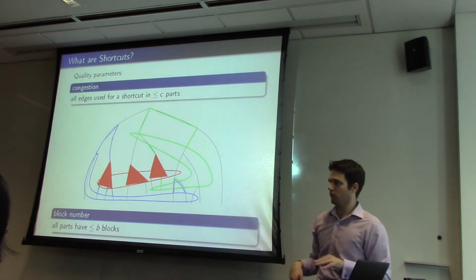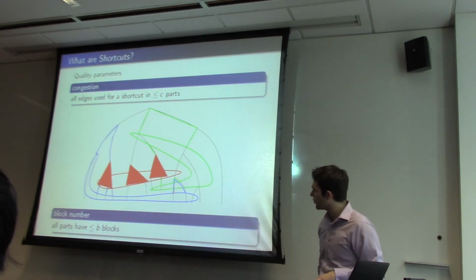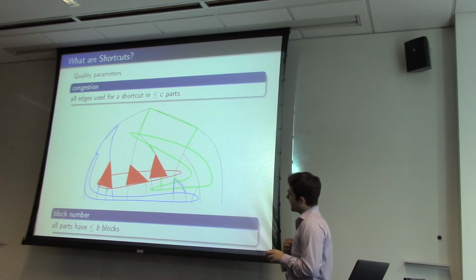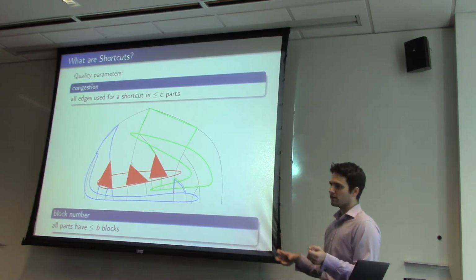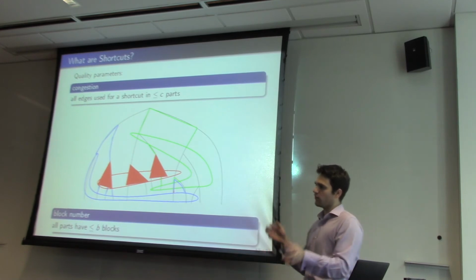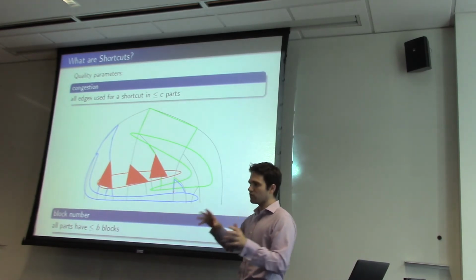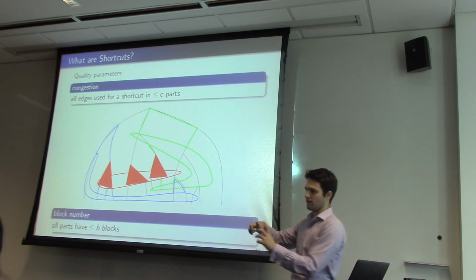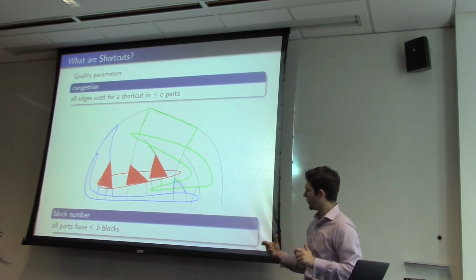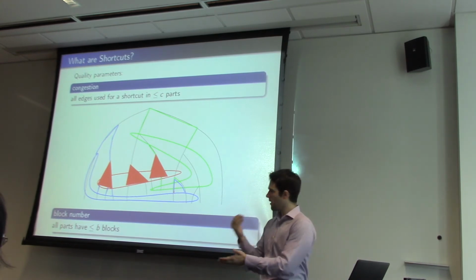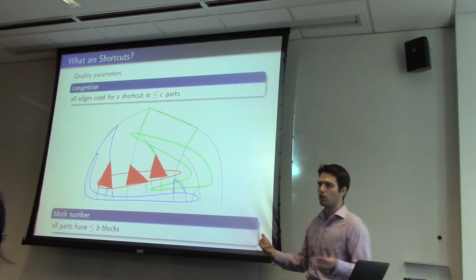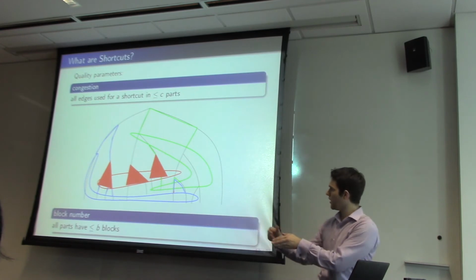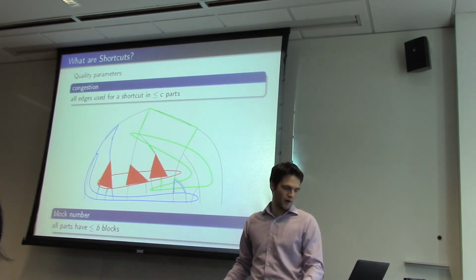Okay, so that was congestion, one quality parameter. The other quality parameter is called the block number. So look at everything that is given to the red part and only focus on the tree. There are a bunch of non-tree edges that we are ignoring, so let's delete them. Then the red part decomposes into a couple of components, a couple of subtrees. We call each of those subtrees a block. And the maximum number of blocks in any part is called the block number. So for instance, if no part contains more than 5 of these subtrees in isolation, then the block number is 5. And that's about it.